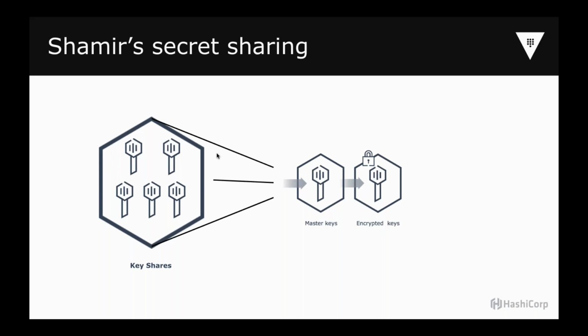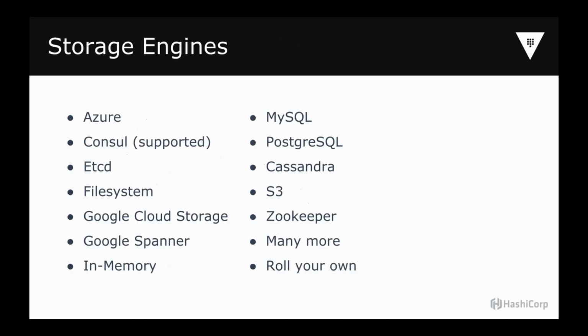You may be wondering at this point, where does Vault exactly store these secrets? You actually can choose your own storage engine. One of the cool things about Vault is that it's very pluggable. It's almost like a bunch of Legos that you can put together and build to your business needs. You can store your secrets in Postgres or Cassandra, Azure. We actually support Consul, which is a HashiCorp product.